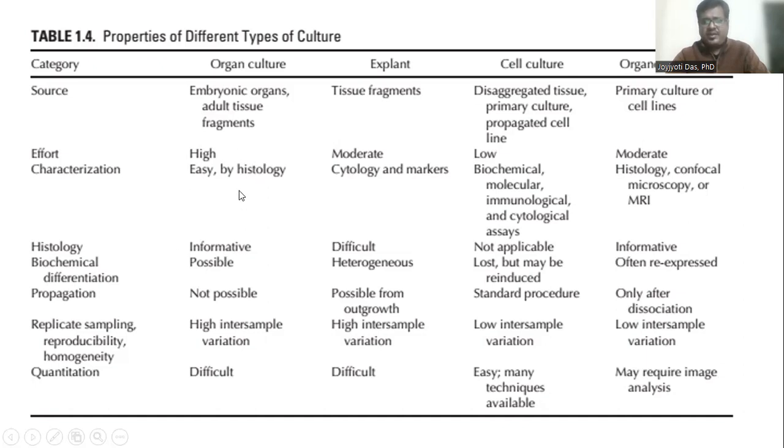In terms of characterization of organ culture, it is easy by histology. This age-old lab technique lets you actually view the internal components of the organ. In explant also, using several markers and cell-based studies, you can characterize the explant. And for cell culture, you can do biochemical, molecular, immunological, cytological assays. So this is also very convenient.